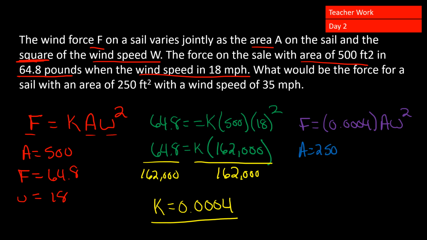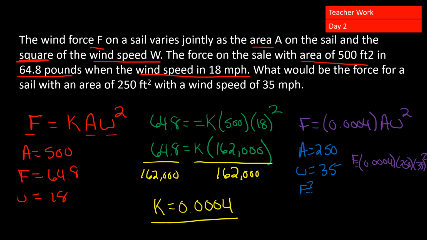Okay, and a wind speed of 35. So they want us to solve for the force. So when we do that, we'd have F equals 0.0004 times an area of 250 times 35 squared. Okay.